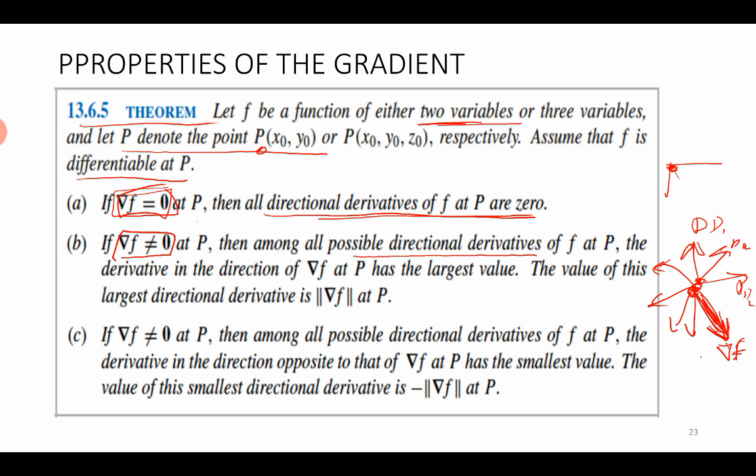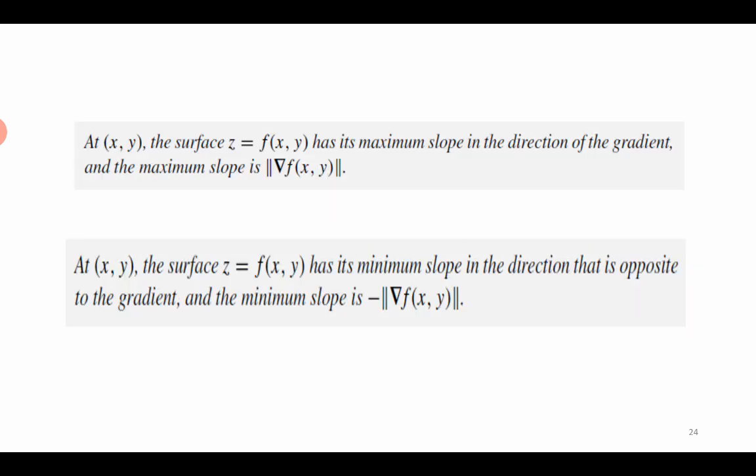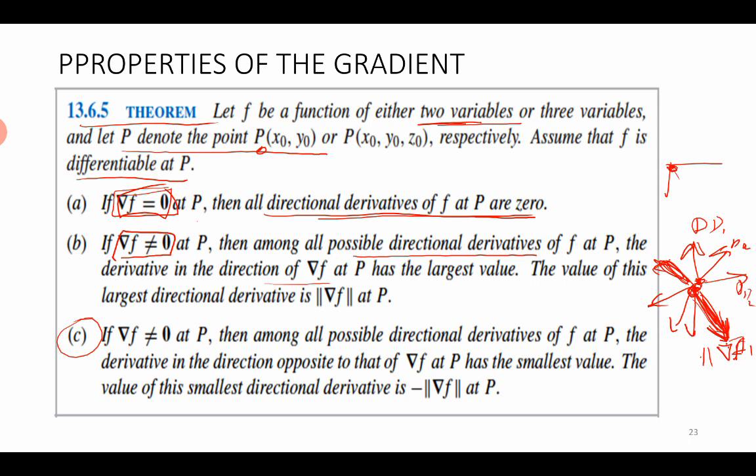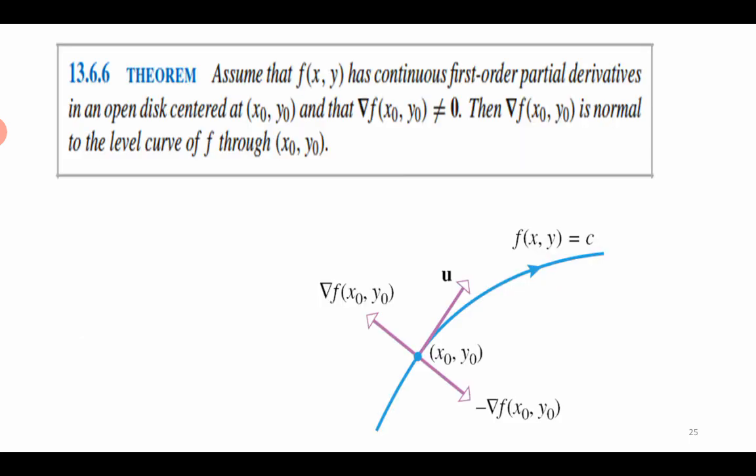The largest directional derivative occurs in the direction of del f, and its absolute value gives you the value of the largest derivative. In the opposite direction, you will get the minimum value. That is the third point. The extension of this theorem is given here; you can go through it. Now, another property.